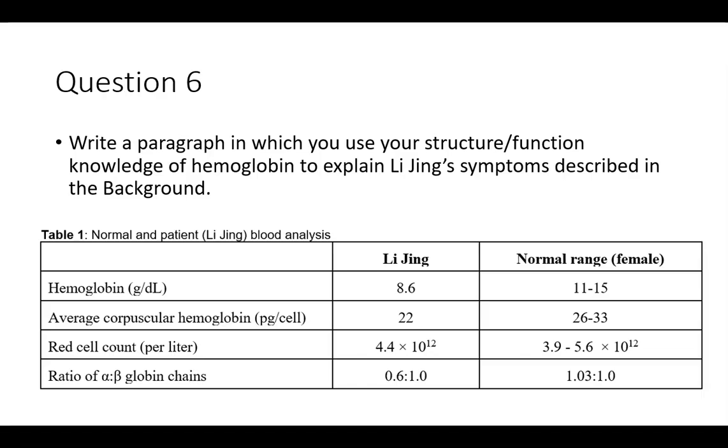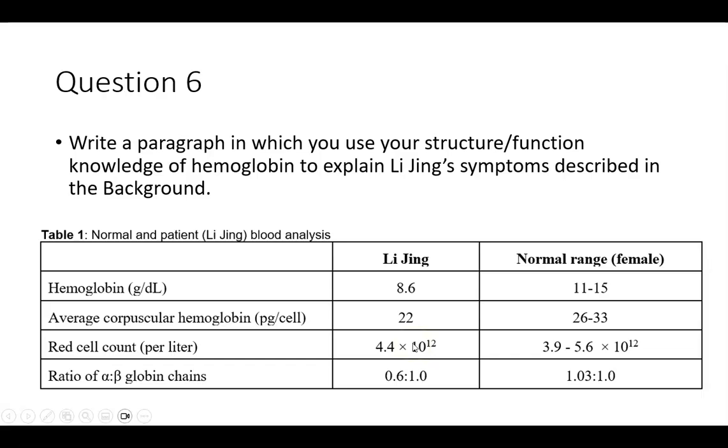So the next thing, that's all the information I gave you, except for this table. You want to write a structure function argument for her symptoms. If we look at her symptoms, we can see that her hemoglobin is low. The amount of hemoglobin per cell is low. Now, she has a normal amount of cells, so her cell count's fine.